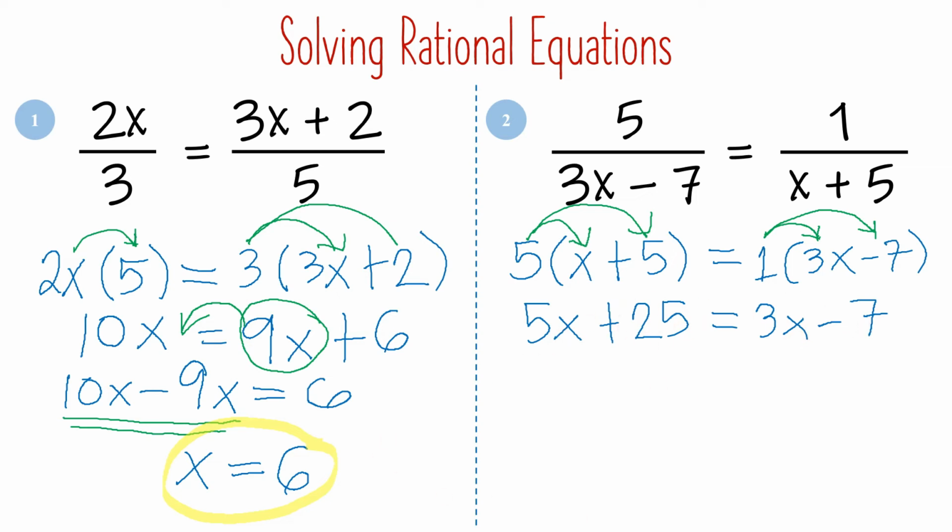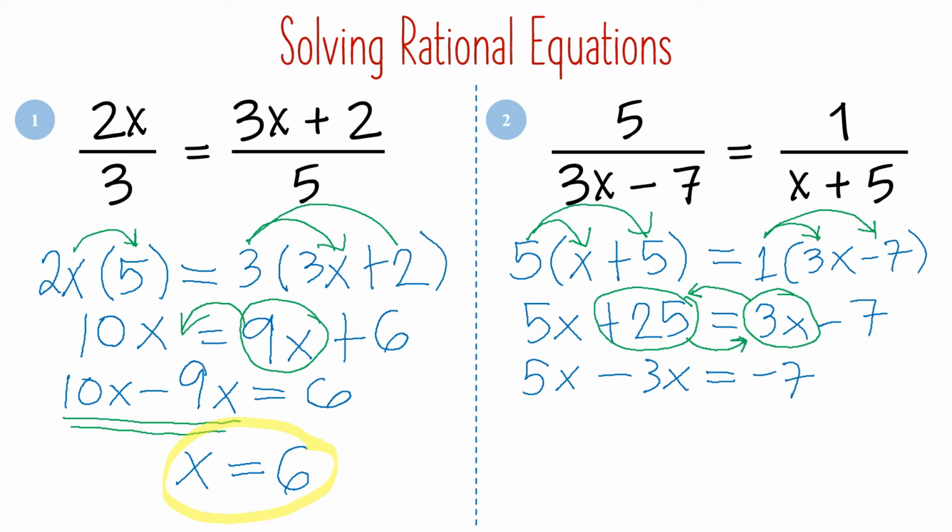So let's do this. Copy 5x. Then transpose positive 3 on this side. So positive 3 will change sign into negative 3x. Equals, just copy negative 7 and transpose positive 25 on this side. So positive 25 will change sign into negative 25. Again, what we did here, we transposed 3x, it became negative 3x. Then we transposed also positive 25 and it became negative 25 on the other side. Now we may combine them.